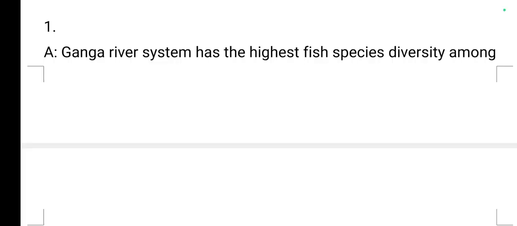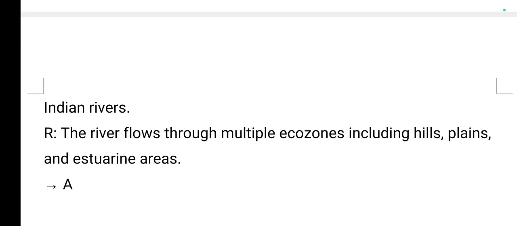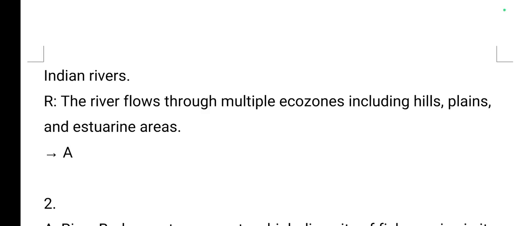So let's begin. Ganga river system has the highest fish species diversity among Indian rivers. The river flows through multiple ecozones including hills, plains and estuarine areas. So the answer is A, that is both are true and it is the correct explanation.